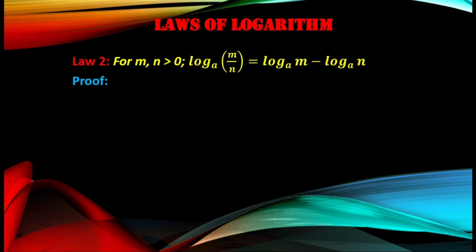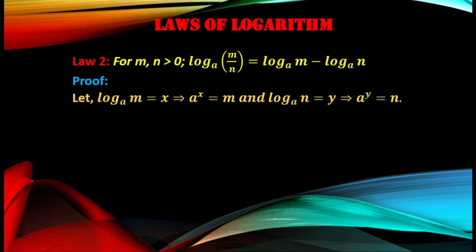Again, when we have stated some laws, we need to prove it. So to prove this law, we again take log of m to the base of a as an independent variable x and log of n to the base of a as another independent variable y. So again, we know that log of m to the base of a equals x can be written as a to the power of x equals m, and log of n to the base of a equals y can be written as a to the power y equals n.